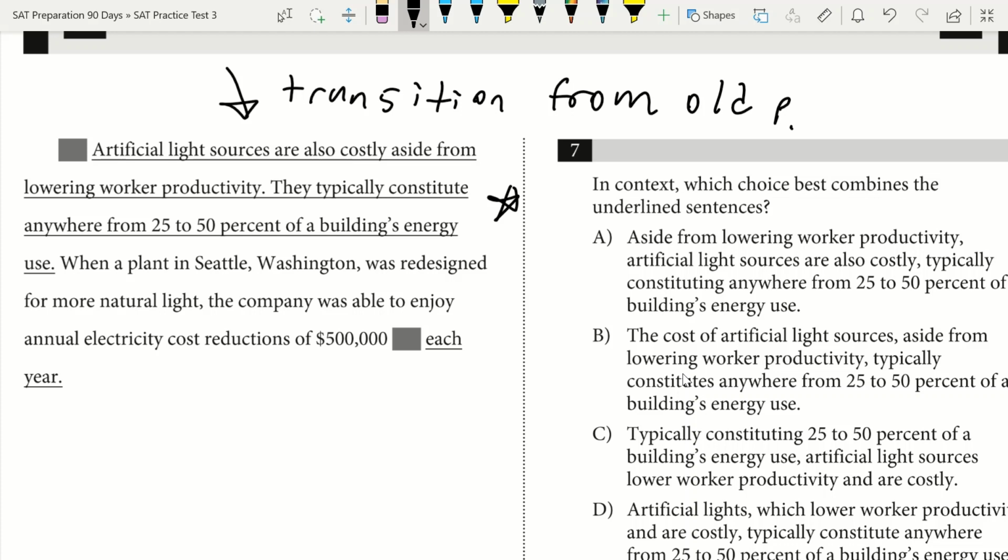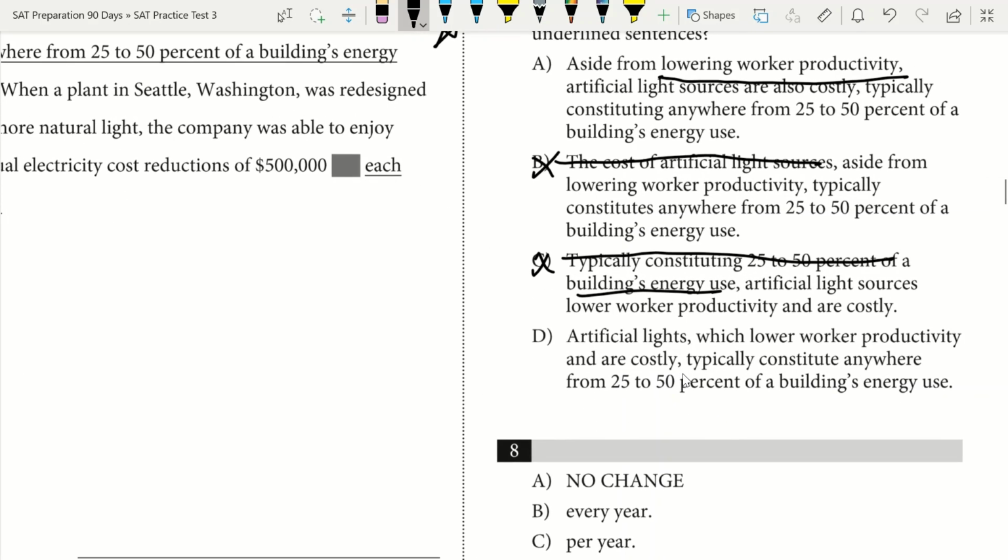All right, well, the big thing that we're looking to transition from before was that lowering of worker productivity. We talked about how there's lower worker productivity in areas with less natural light. Okay, so we want to make sure that we're really starting with that idea so we can transition over. I see that B says the cost of artificial light sources. That's not a good transition. I see C we have typically constituting 25 to 50% of a building's energy use. That isn't a good transition. D, artificial lights, which lower worker productivity and are costly. Well, what's wrong with this one is that we're saying that they lower worker productivity and are costly. Well, lowering worker productivity is costly on its own, so we don't want to use that one either.